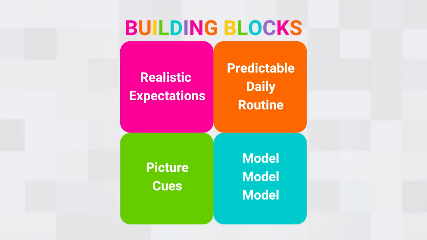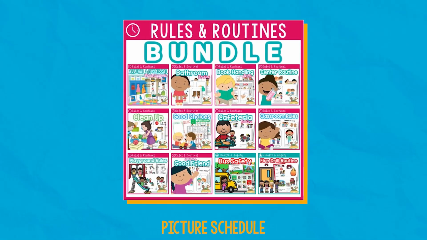The second building block is to have a predictable daily routine, and that includes a picture schedule. So a predictable routine is when the order of things that occur in your classroom are consistent from day to day. You see, young children have this innate need to feel safe. Not knowing what comes next in their day can make them feel very uncomfortable, unsafe, and that's when you're going to see transitions start to fall apart because they need to not only know what comes next in their day, but see pictures of it in the form of a picture schedule.